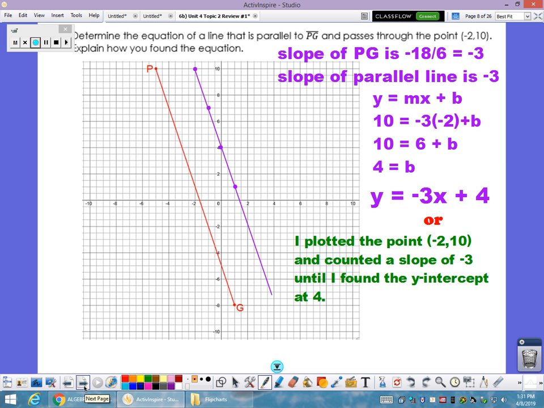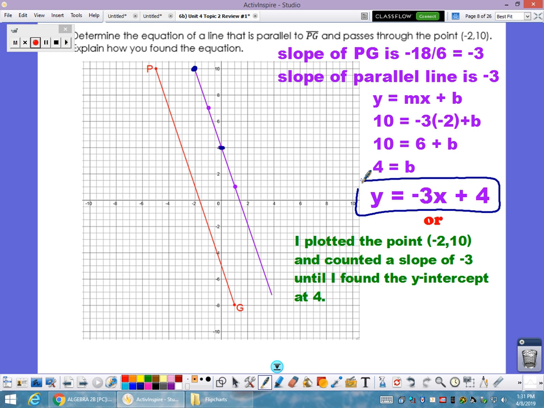Okay, so we had to have the same slope and it had to be through that point, (-2, 10). So this point right here, we want to take the same slope. I plotted that point and then I counted out the slope of -3. Down 3 over 1, down 3 over 1 until I found the y-intercept. Then you could write the equation of the line. So this is the equation of the line.